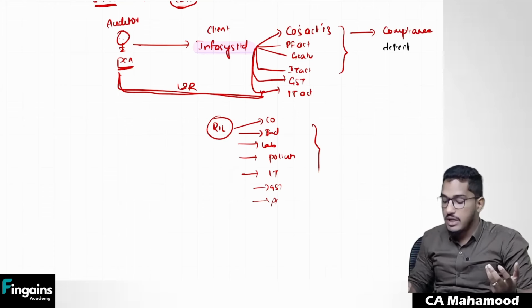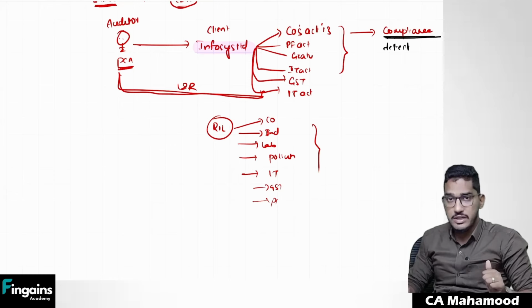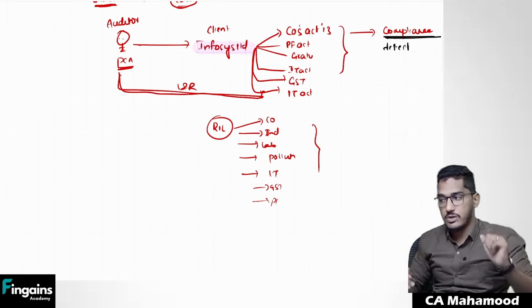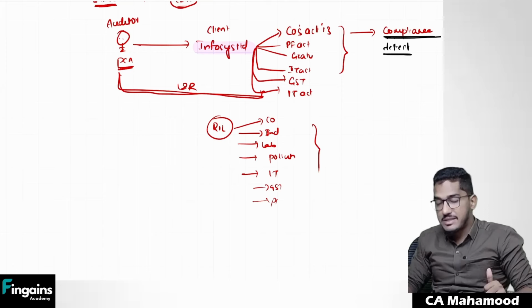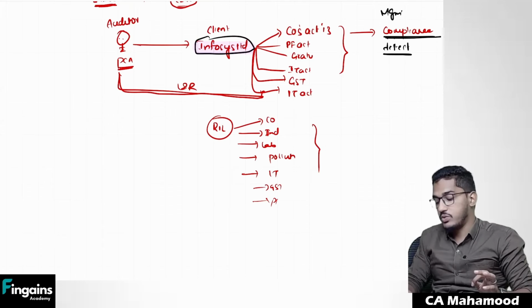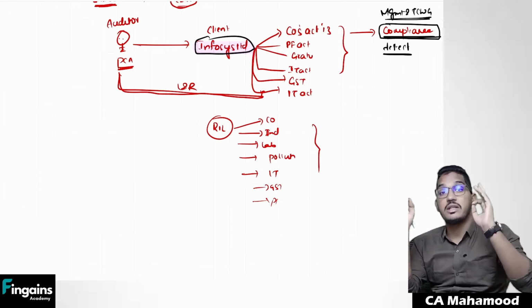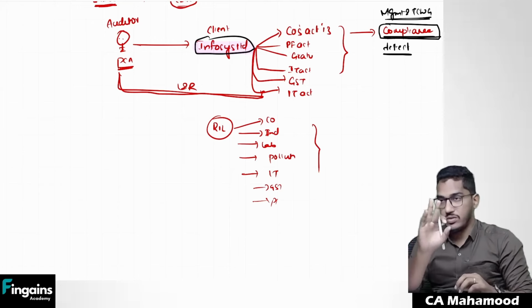I'm asking you a simple question. Whose primary responsibility is it to ensure that the operations of the business are conducted in accordance with laws and regulations? Or if at all any non-compliance happened, whose responsibility is it to detect that non-compliance? The primary responsibility is always going to be the management and those charged with governance. They are collectively responsible for ensuring compliance with the laws and regulations, and to detect the non-compliances, that primary responsibility is going to be with management, not the auditor.